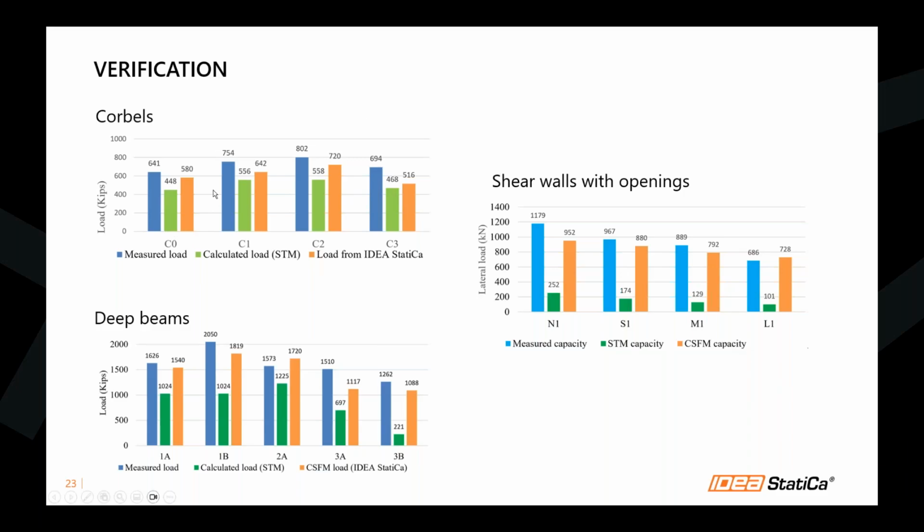For corbel, as you can see, our result is closer to real life, same as the deep beam, which is close to real life. As well as for the shear wall with opening, our solution is actually closer to real life. And one thing that you can observe here, especially for shear walls with opening, is that STM is super conservative, that you are putting in more material than is needed, in my opinion. So you can start using our solution and have a result closer to real life.